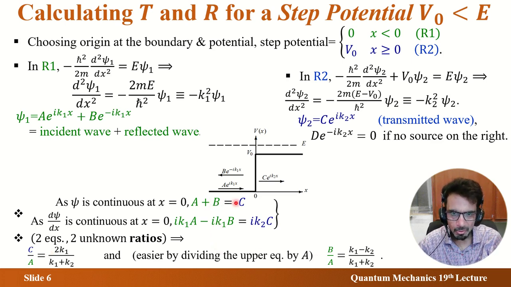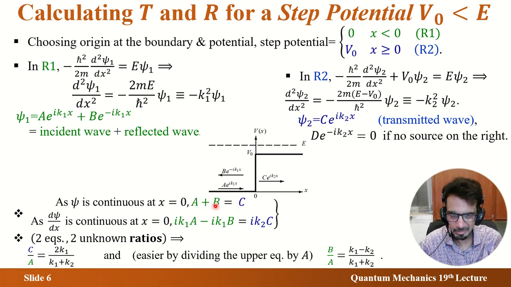Okay, now you have to get c over a. c is transmitted and a is incident, so that will give you the transmission coefficient, and now we have to also find the reflection coefficient. That means we need the ratio of b over a. You can do a lengthy calculation as usual, where you subtract, a is eliminated, and you get the ratio of b and c.